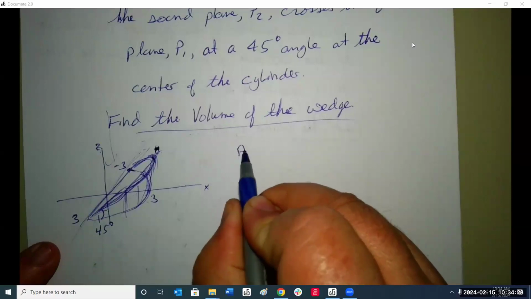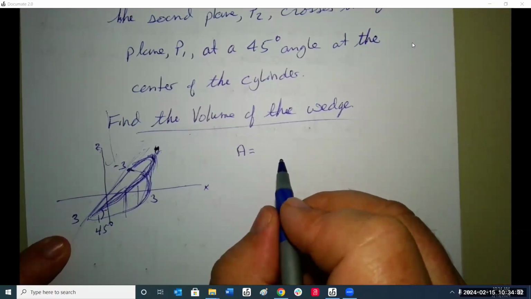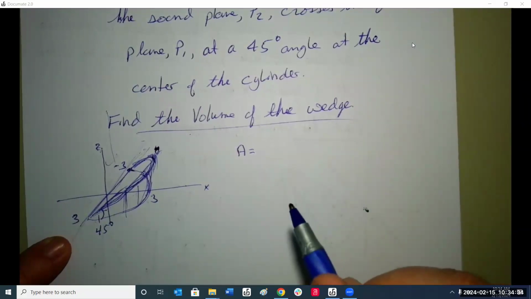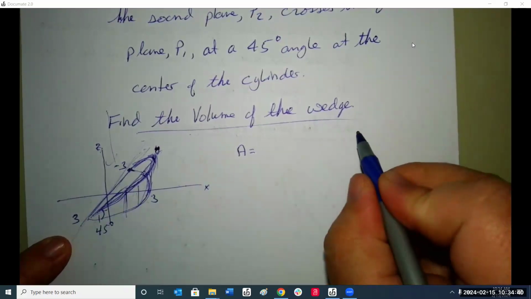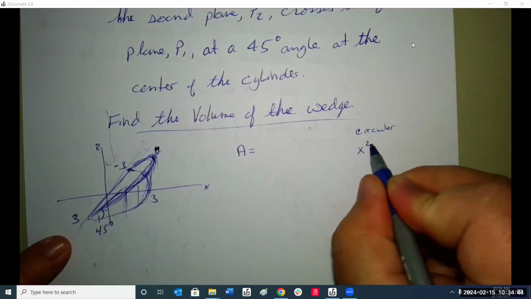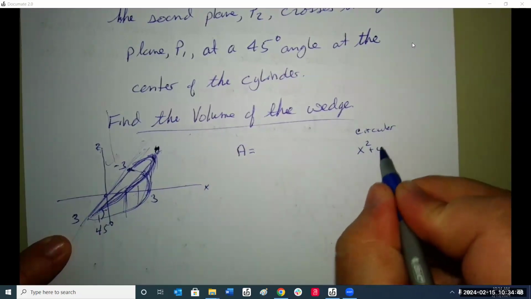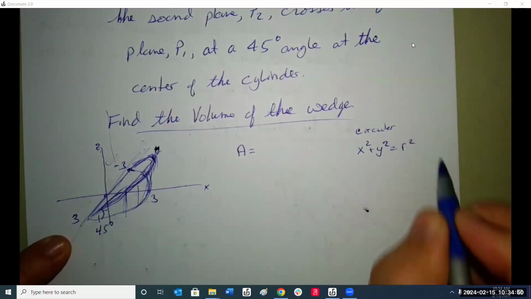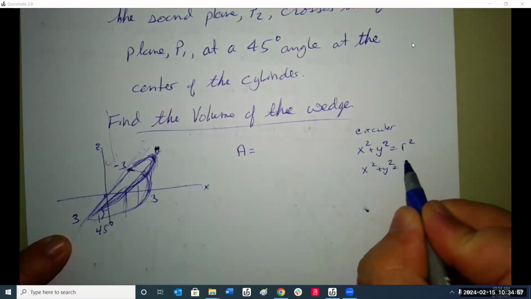So let's figure out the formula, the area. The formula we'll be using, since this is circular, is x squared plus y squared equals radius squared. We know the radius is 3.